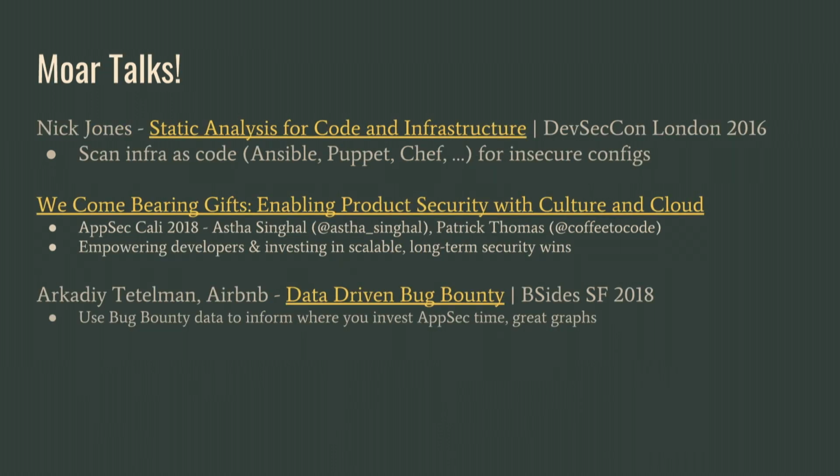A couple more talks. A lot of people are thinking about scanning code using static and dynamic analysis. But this first talk by Nick mentions, hey, we have these config management tools. Can we just scan those for potentially insecure configs? I think that's pretty cool. Asta and Patrick's talk on how we empower developers as well as invest in long-term wins, I think is great. And then finally, Arcades' data-driven bug bounty talk from BSides last year, basically using bug bounty data to inform where you invest AppSec time. Like what types of issues do you have and where?